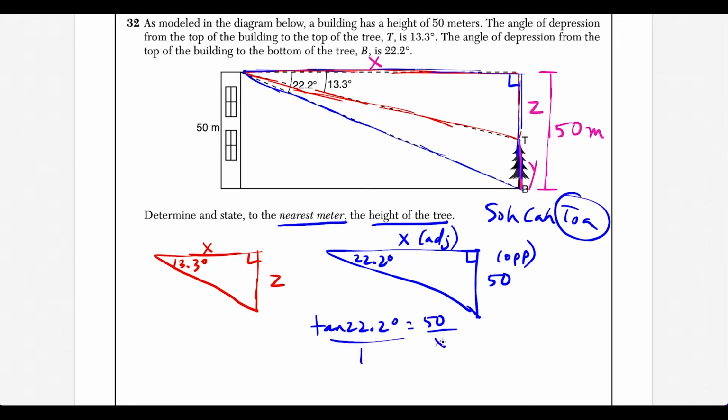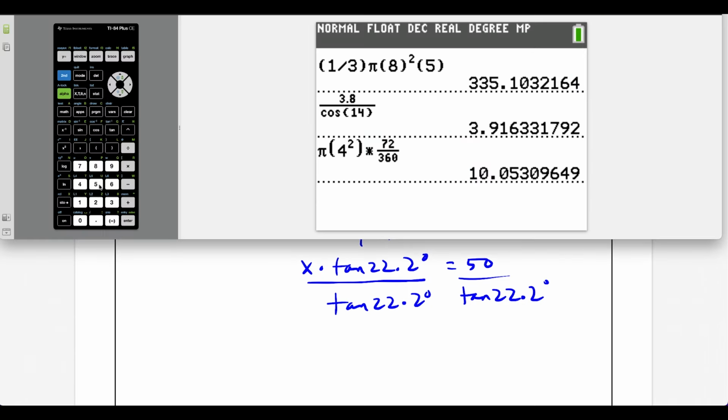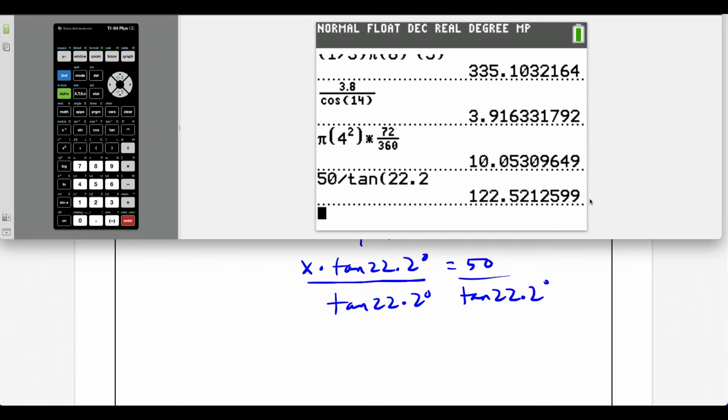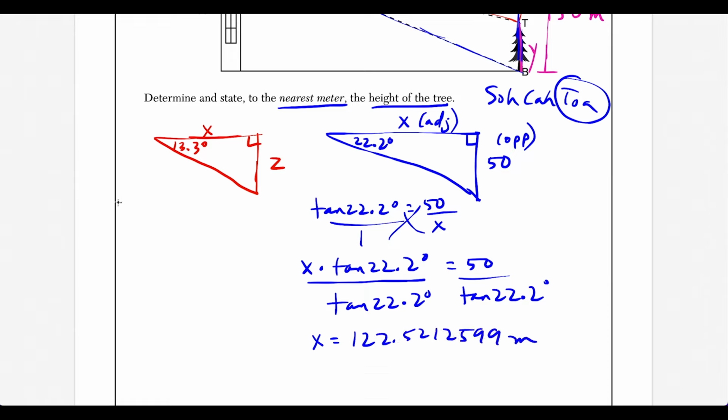And now from here, what we're going to do is just a little bit of algebra. We could cross multiply, and that's going to give us X times tangent of 22.2 degrees is equal to 50 times 1. So now we just divide both sides by tangent of 22.2 degrees. And this is going to tell us what the value of X is, and that's going to let us get to the next stage of the problem. So we'll just type this in here. We have 50 divided by tangent of 22.2 degrees. And just know for questions like this, I like to keep a lot of the decimals. So this tells us here that the length of X is 122.5212599 meters.